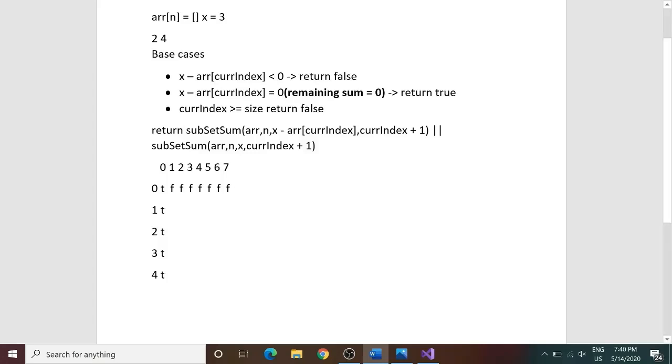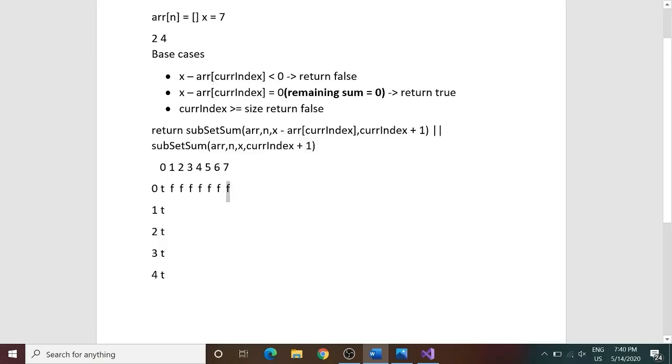So what does this subproblem say? The last one, where I am at my 7th column and the 0th row. It says that I have a sum of 7, but I do not have any element left with me. So can I make a sum of 7 out of any of the subsets of a null set? No, I can never make it. So this would be false again.